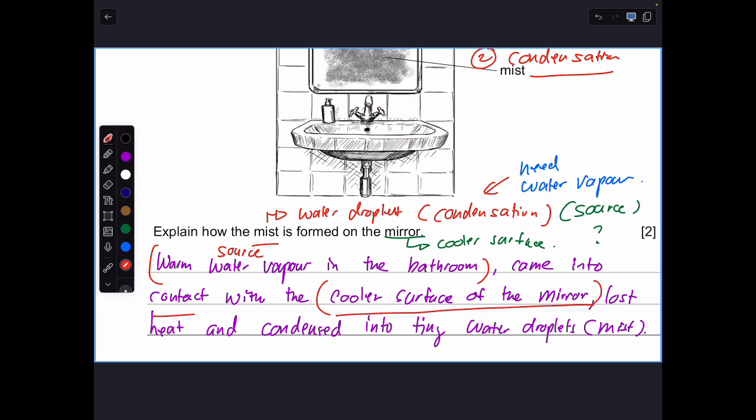You need to identify that. Lost heat, this is important because if you don't lose heat, you cannot condense. And why do you need to say condense into tiny water droplets? Because if you don't say tiny water droplets, then how do I see the mist? Right? Which I've been trying to tell you all the time already.